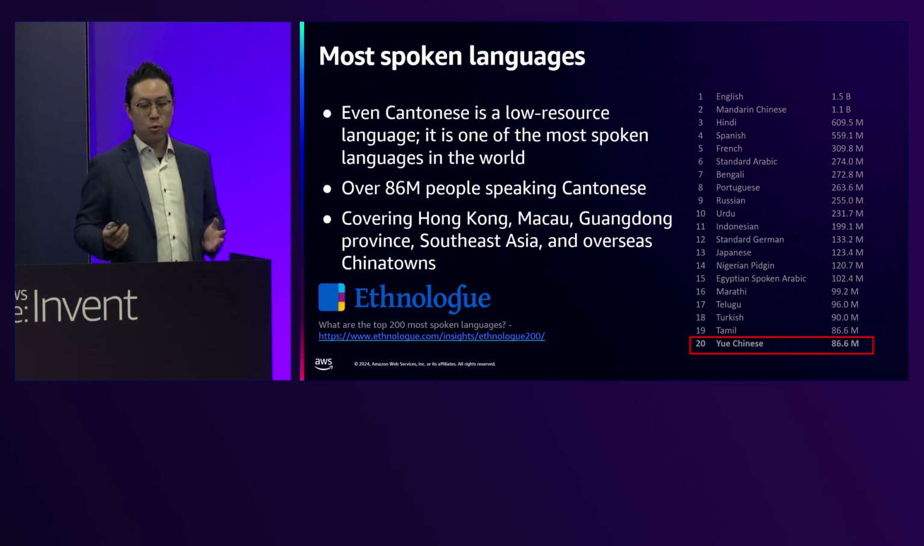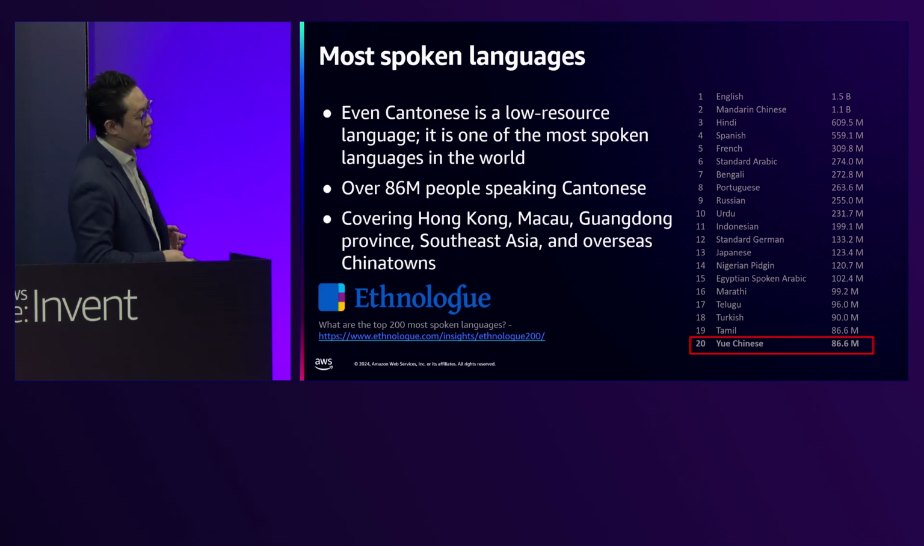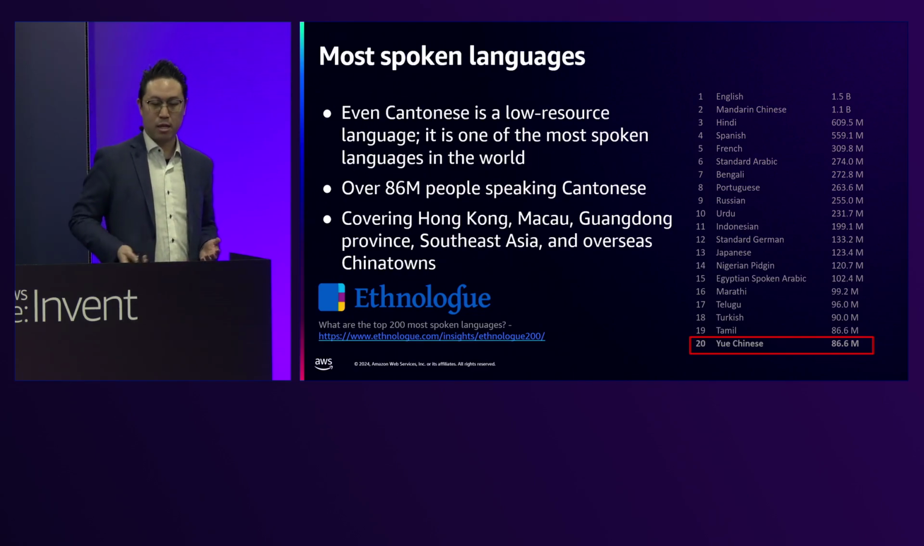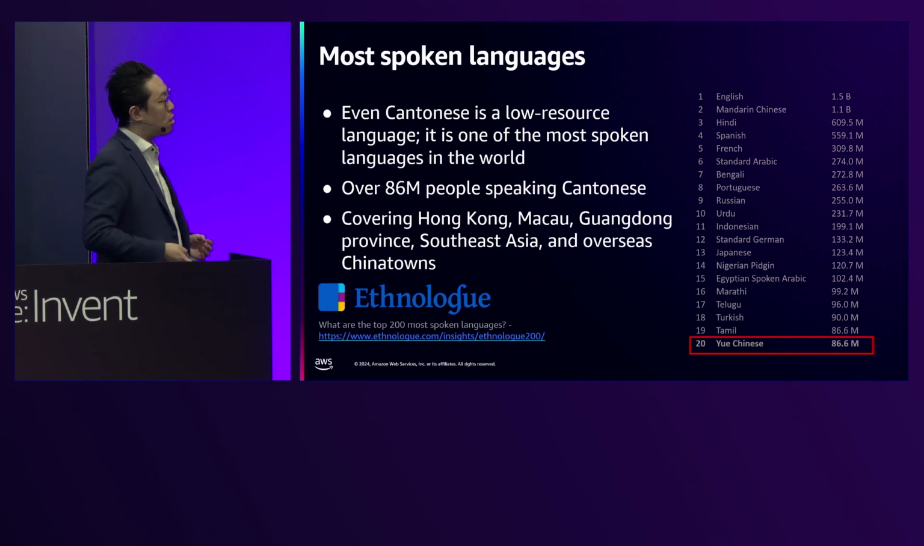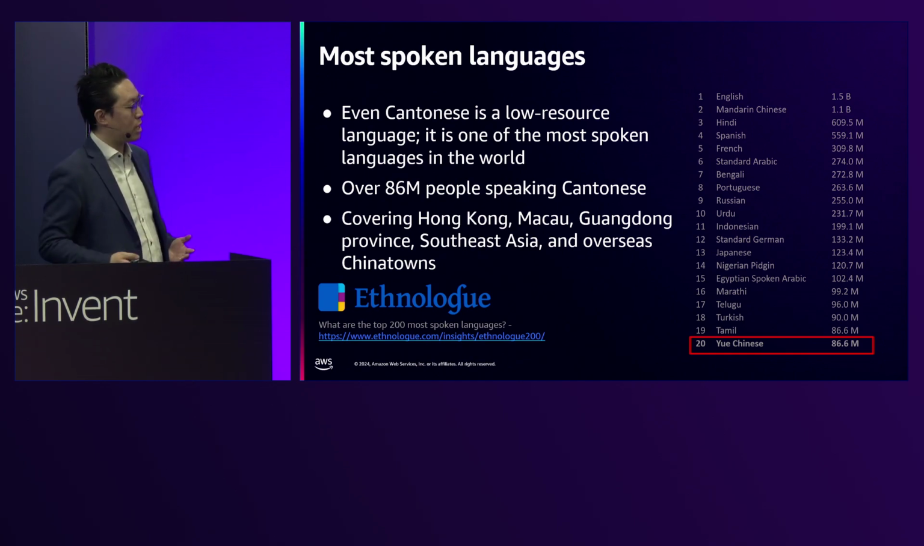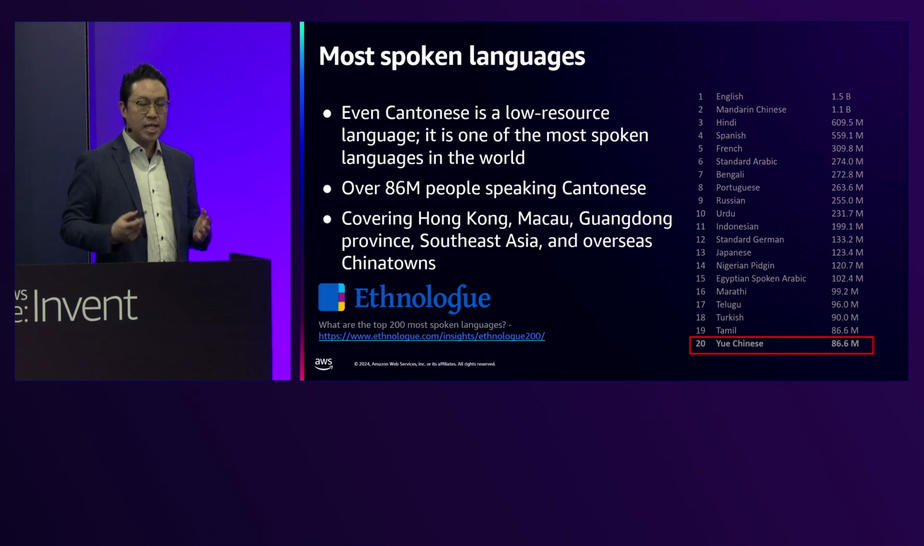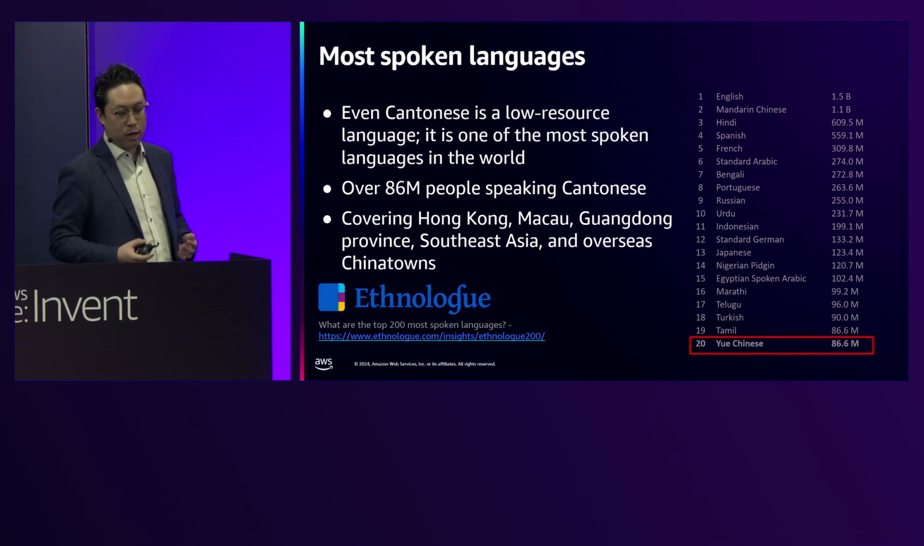Despite being a low-resource language, Cantonese is one of the most spoken languages in the world, with over 86 million speakers, ranked top 20. It is widely used in Hong Kong, Macau, Guangdong Province, Southeast Asia, and overseas Chinatowns. This is an edge for us to break through the challenges to build large language models for low-resource languages.